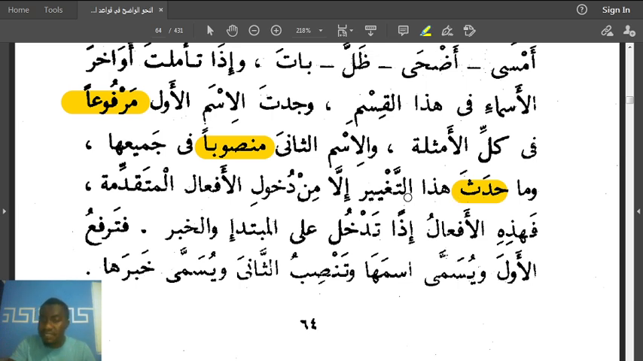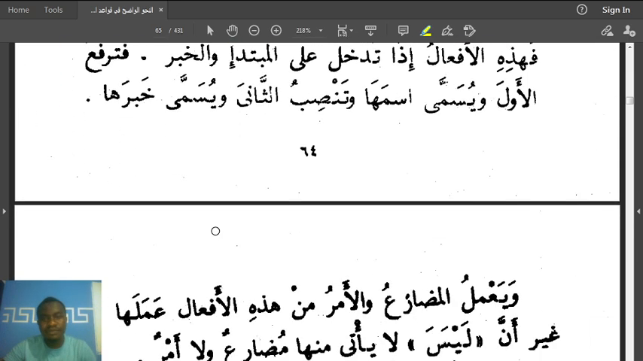That is, this change did not occur except from the entry of these verbs: كان, بات, ظل, أصبح, and all these. They are those that cause the changes, because in the first part, when they were not there, everything was marfu. When they were introduced, now one of them, which is that of the khabar, has changed into mansub, it has changed into fatha.